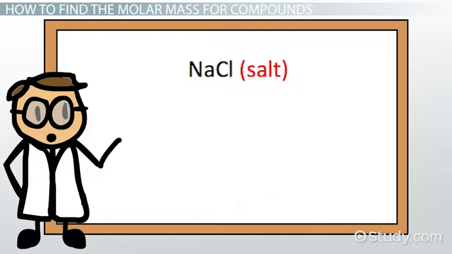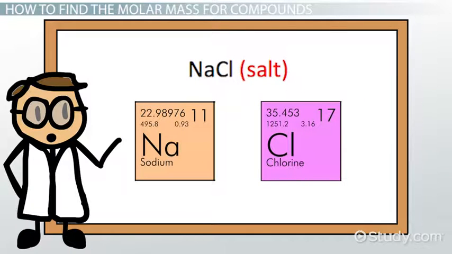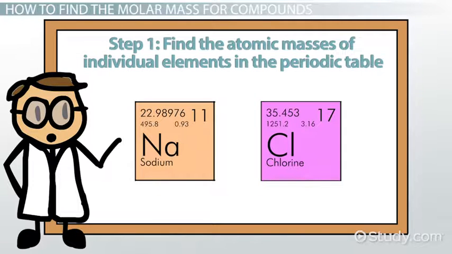The first thing we need to do is find sodium and chlorine in the periodic table. Step 1. Find the atomic masses of individual elements in the periodic table. If you look at the entries for sodium and chlorine in the table, we'll pay attention to the numbers that appear in the top left. Those represent the atomic mass. The element sodium has an atomic mass of 22.98976 grams per mole. The element chlorine has an atomic mass of 35.453 grams per mole.